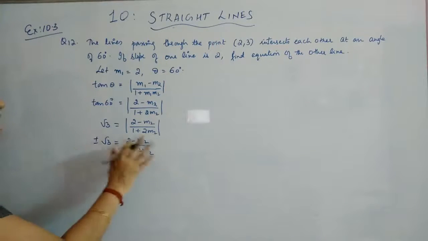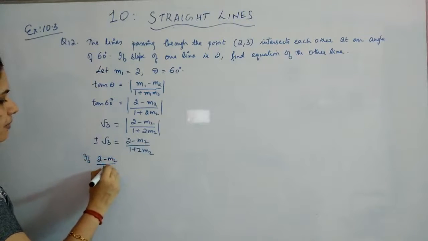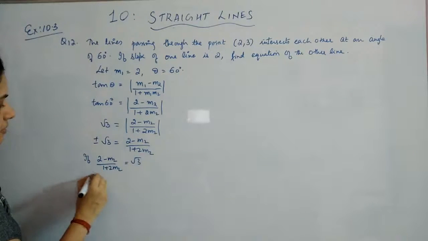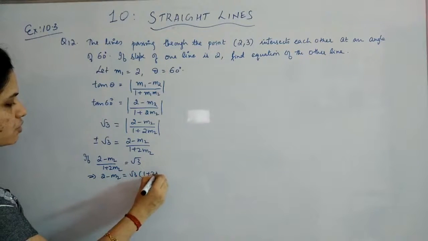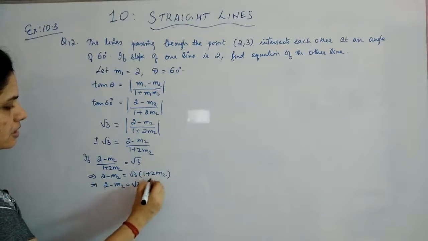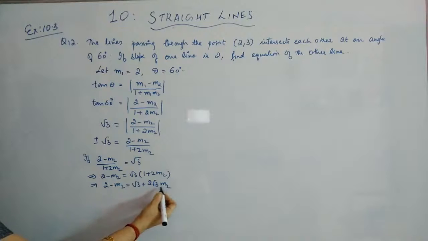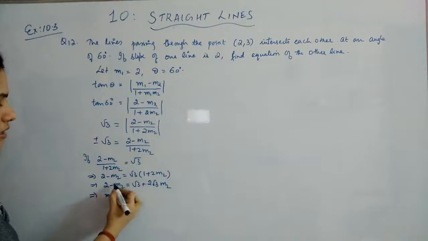Okay, so going for the first one, if 2 minus m2 by 1 plus 2 m2 is equal to root 3, what will happen to m2? So you will get 2 minus m2 is equal to root 3 into 1 plus 2 m2, or 2 minus m2 equal to root 3 plus 2 root 3 m2. Now, collecting the terms of m2 and constants separately. So this minus m2 will go there as plus m2. So the coefficient of m2 will become, what will happen? Here you have 2 root 3 and this will go there, means plus 1.